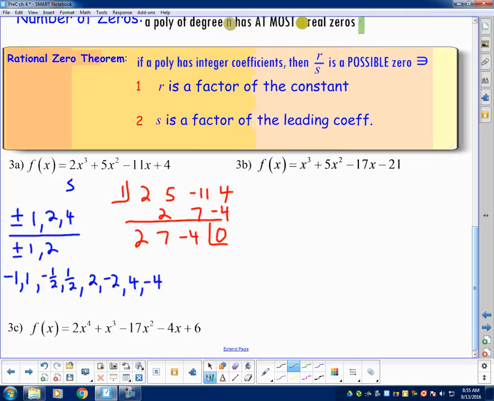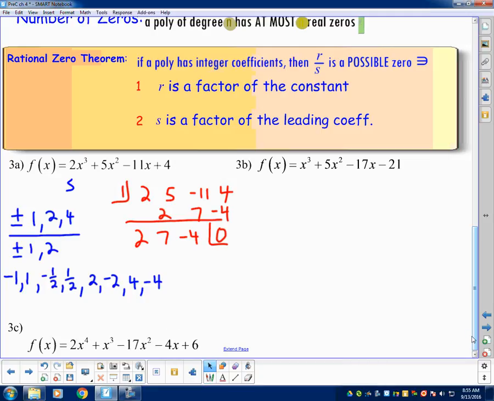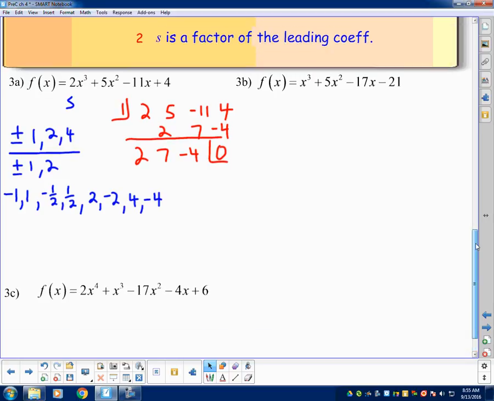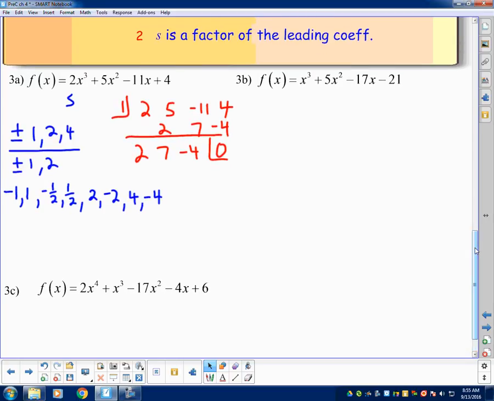There's my 0 remainder. That corresponds to what I just saw when I plugged it in. So here's what this means. X minus 1 is a factor, right? Give myself a little more room here. So right here tells me that x minus 1 is a factor.